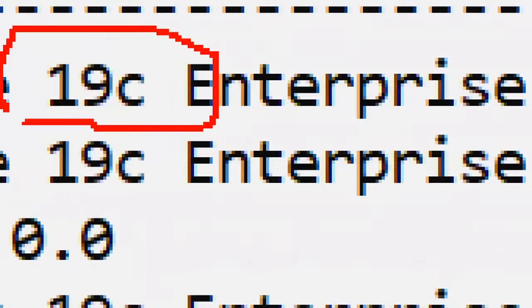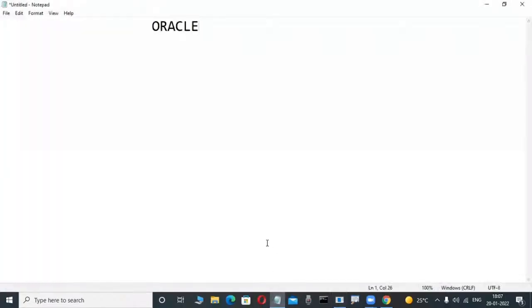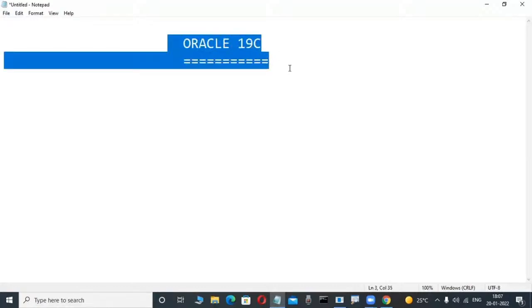C means cloud technology, cloud computing. In the olden days, grid computing was there. Now cloud. What is cloud and all these things, we understand. Now this is Oracle 19c. 19c means cloud technology. Observe it here. This is the latest version we are learning in our class.